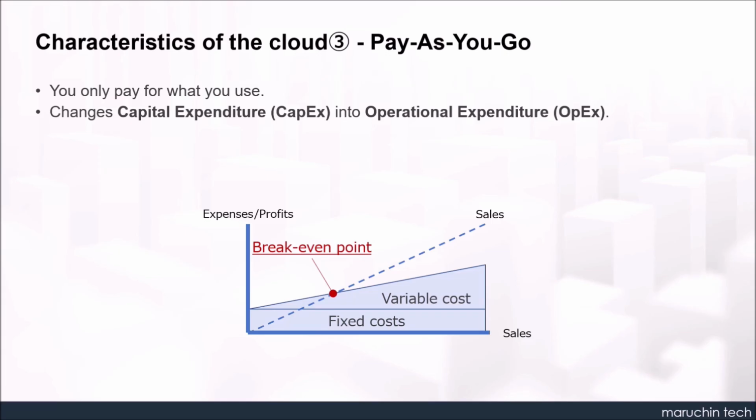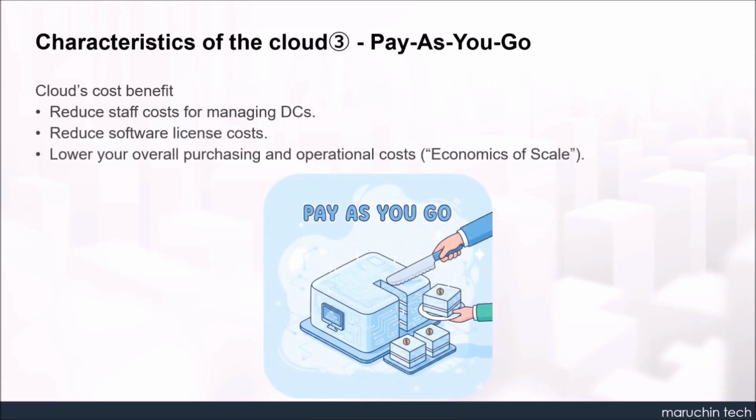The billing units differ by service, like virtual machine, storage, or data transfer, and generally, higher specs mean a higher price. The cloud cost benefit isn't only pay-as-you-go. For example, you can reduce the staff cost for managing a data center or the rent for the building. You can also reduce software license costs, and you can lower your overall purchasing and operational cost by using the cloud provider's economies of scale.